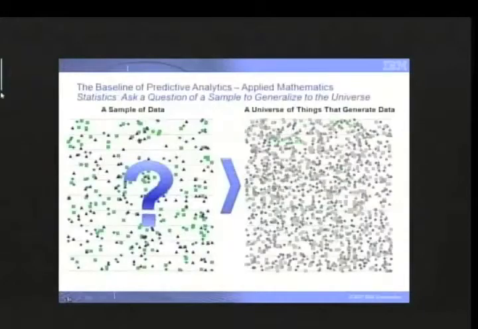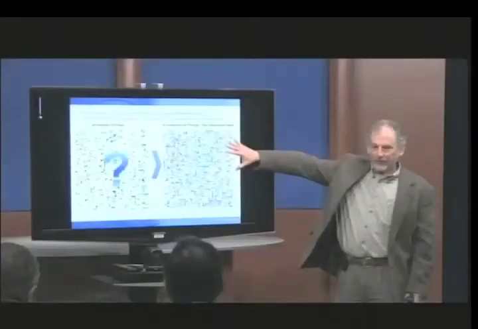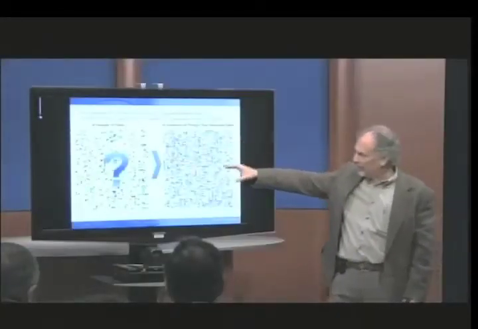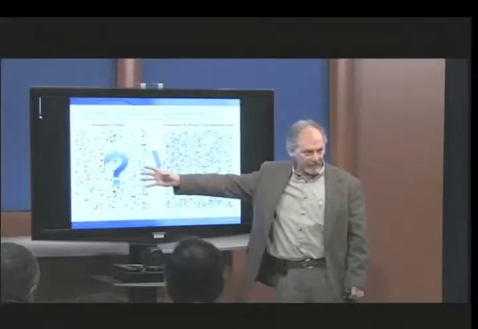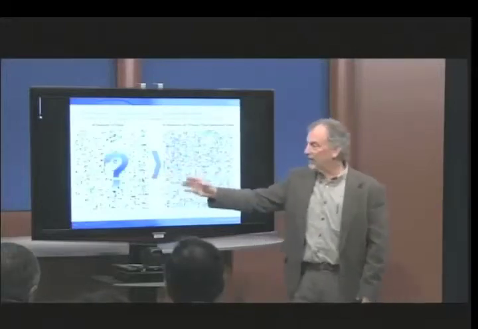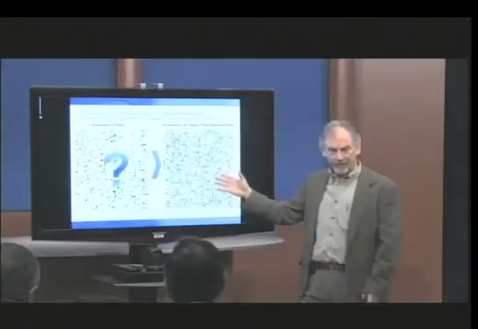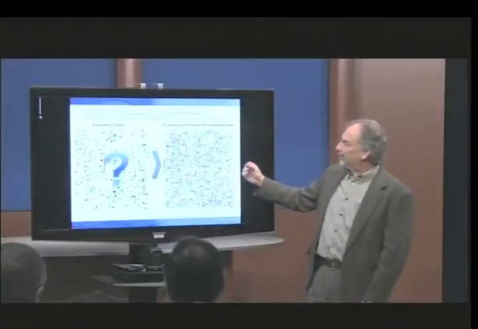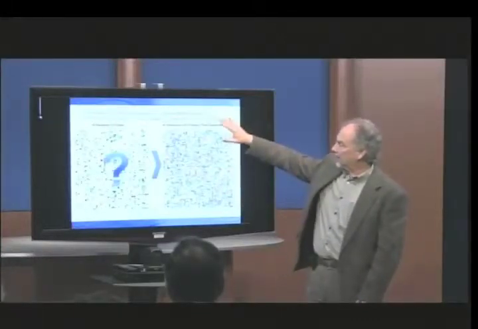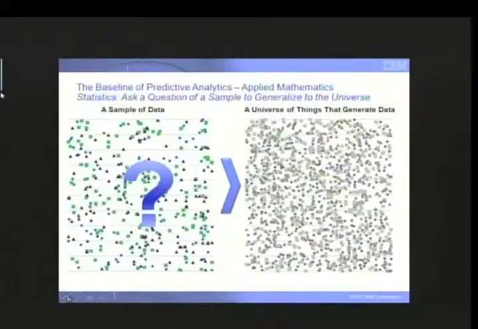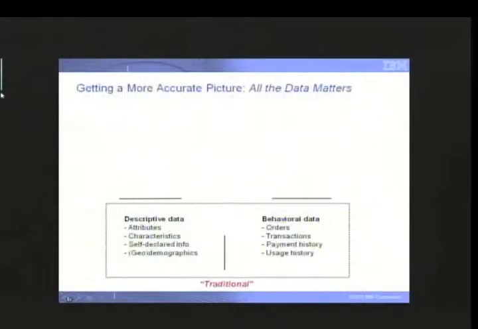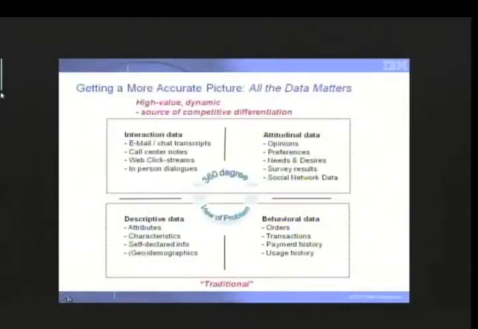So the world is full of data. Generally, within an enterprise, you only have a subset of that data. You have data that you're interested in, and you never have as much data as you would like about your customers. So we use applied mathematic techniques to try to generalize about the data that's in the universe for our specific purposes within our enterprise. And we try to go after many different kinds of data.